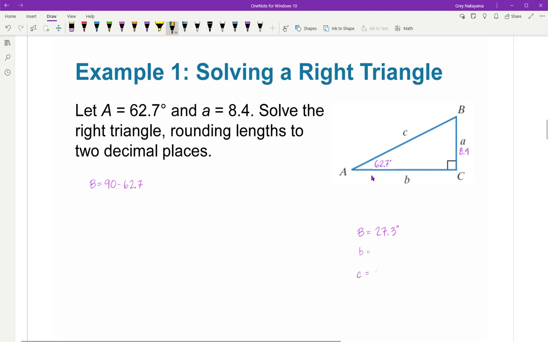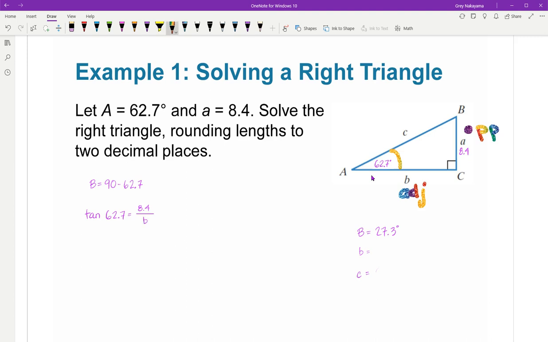But if I'm looking for little b, notice that little b is in regards to angle A, because that's what they gave me. You always want to use the information they gave you. Little a, of course, I'm sorry, that's not opposite, y'all. This is adjacent to angle A, and this is opposite angle A. So that trig function is, of course, tangent. So the tangent of 62.7 is opposite, which is 8.4, over adjacent, which is little b.